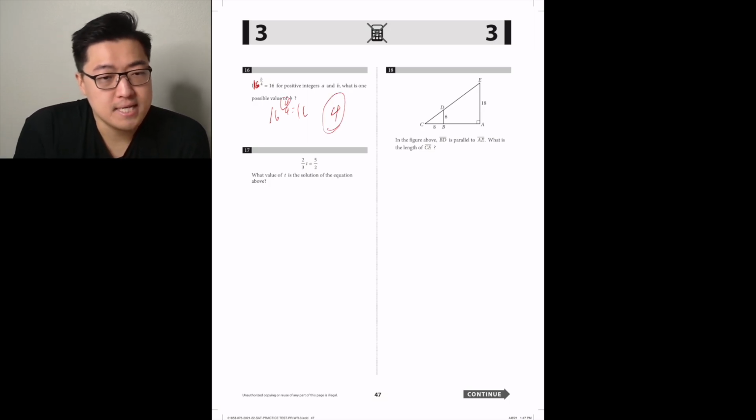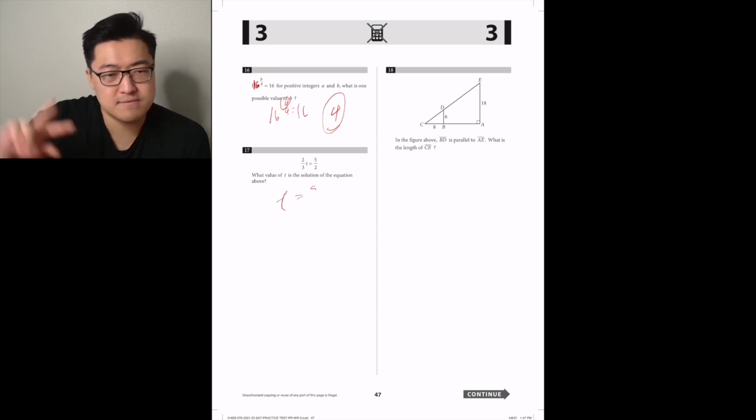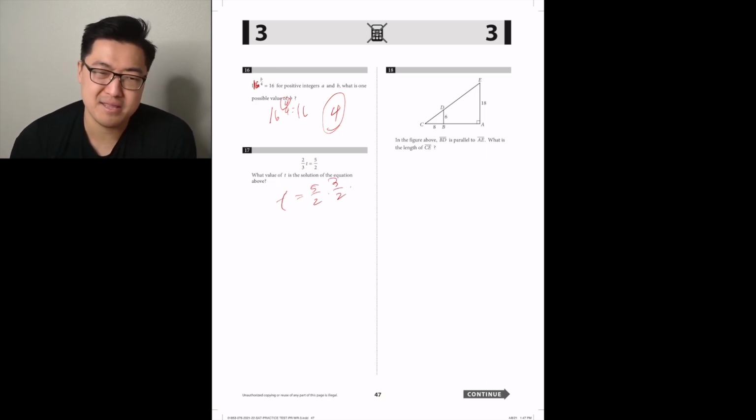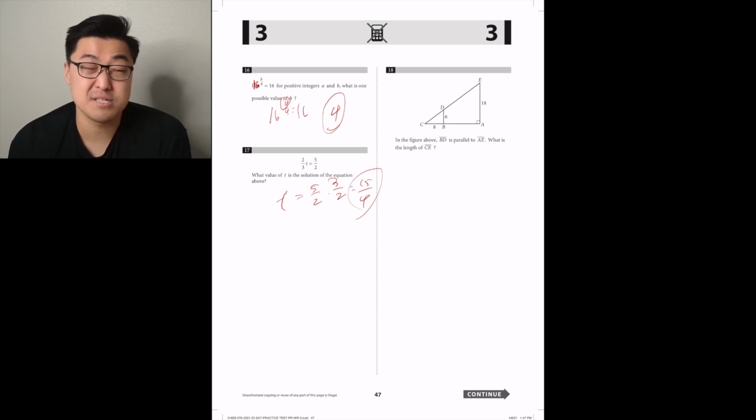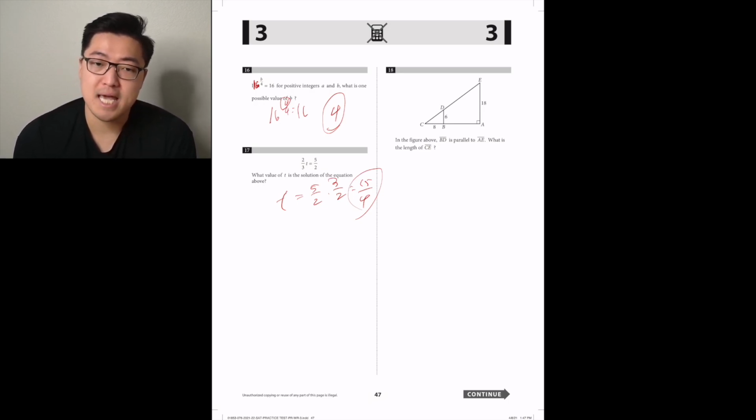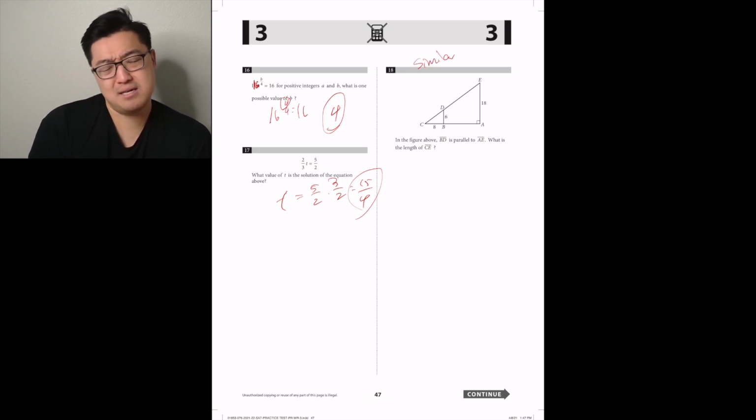What value of T is the solution of the equation above? You just flip, multiply both sides by 3 halves, and that would be 15 over 4. In the figure above, BD is parallel to AE. What's the length of CE?